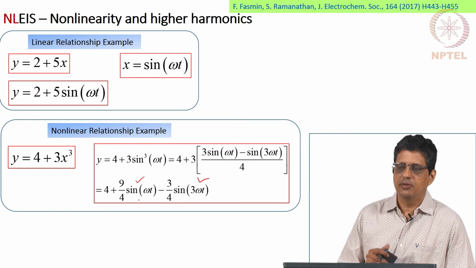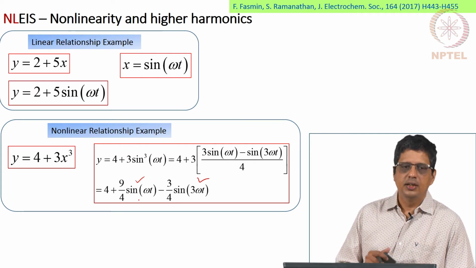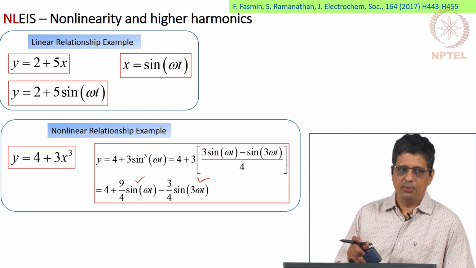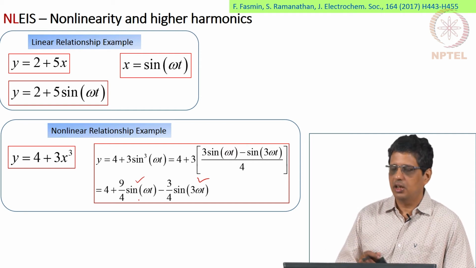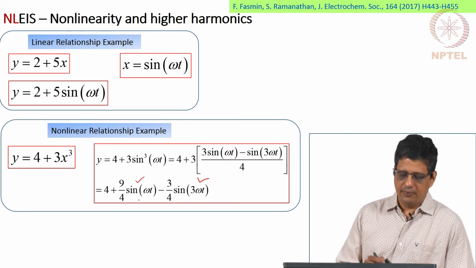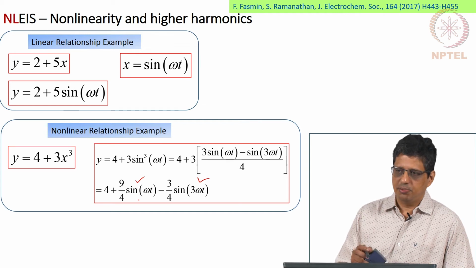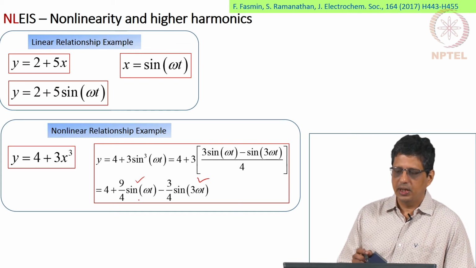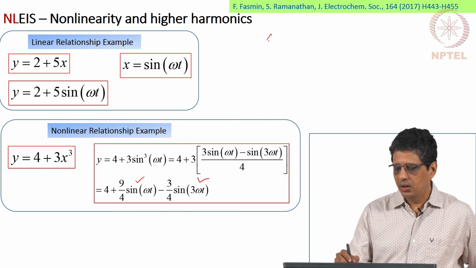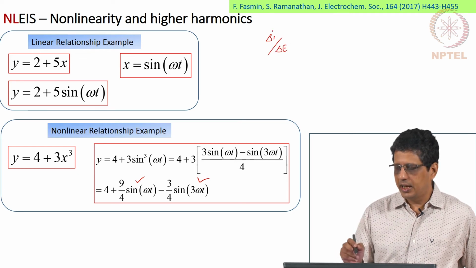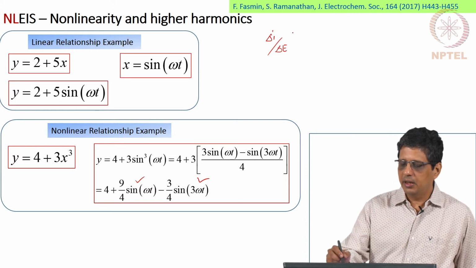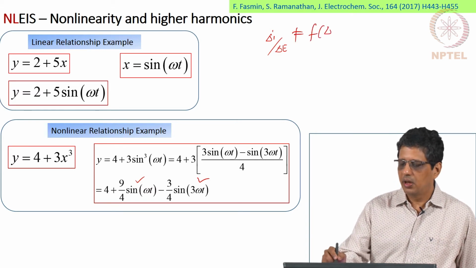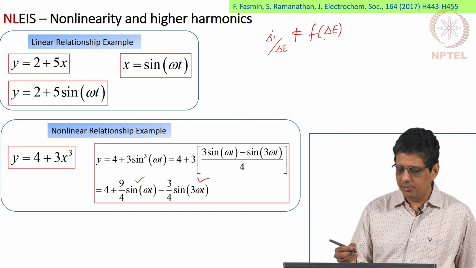So, what we have done so far is assume that we are applying only a small amplitude perturbation. So, the strength of the higher harmonics is negligible and the ratio of response at the fundamental, okay, the del I to del E or del E by del I, either one of them is independent of del E. This is the assumption we have made so far.